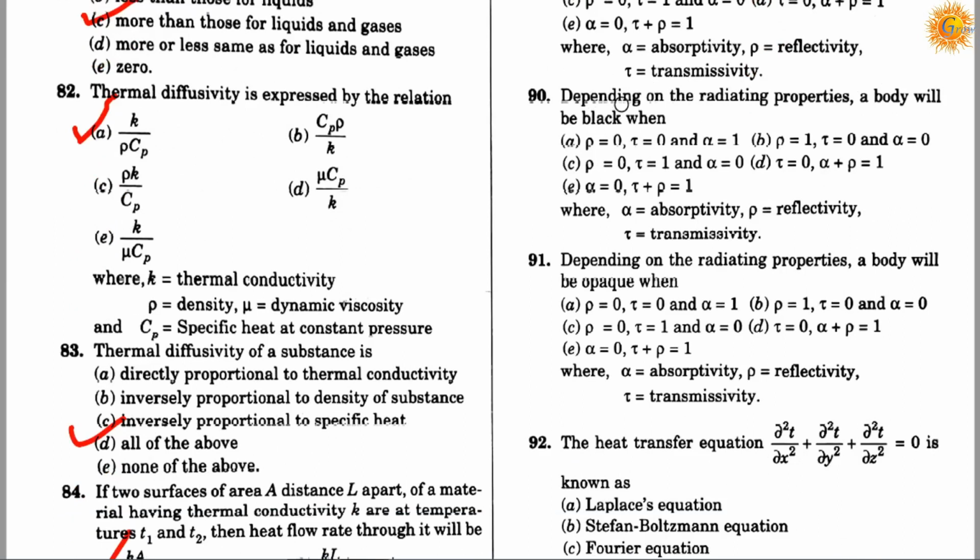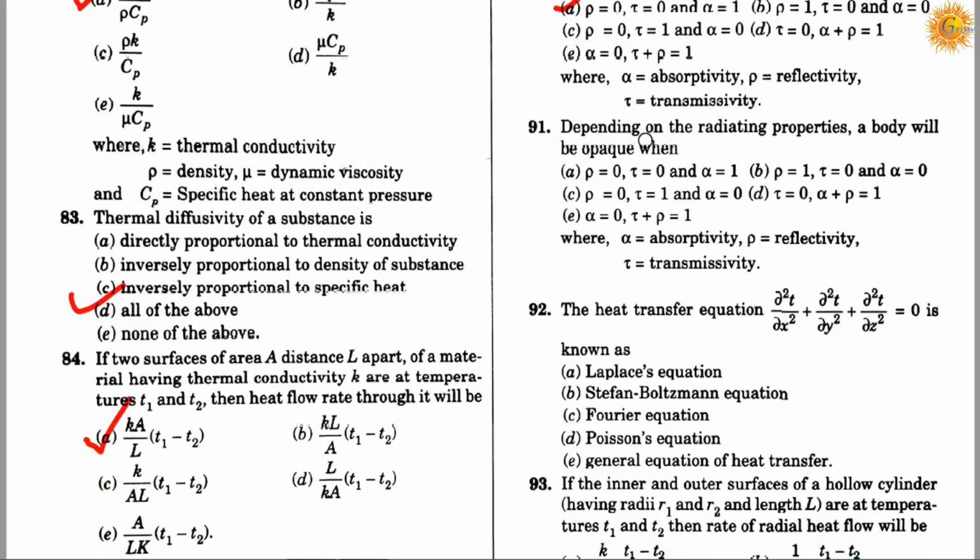Question number 90. Depending on the radiating properties, a body will be black when: option A, rho is equal to 0, tau is equal to 0, alpha is equal to 1. Option B, rho is equal to 1, tau is equal to 0, alpha is equal to 0. Option C, rho is equal to 0, tau is equal to 1, alpha is equal to 0. Option D, tau is equal to 0, alpha plus rho is 1. And option E, alpha is equal to 0 and tau plus rho is 1. So the correct answer is A, it will be rho is equal to 0, tau is equal to 0, and alpha is 1.